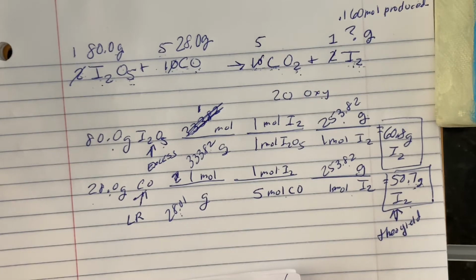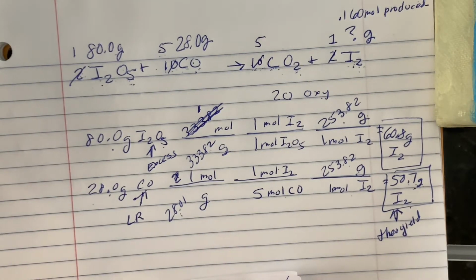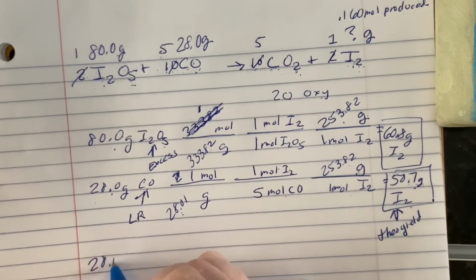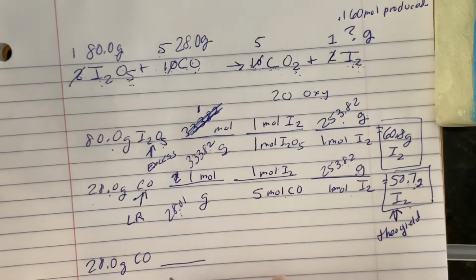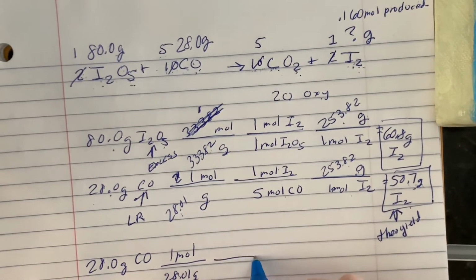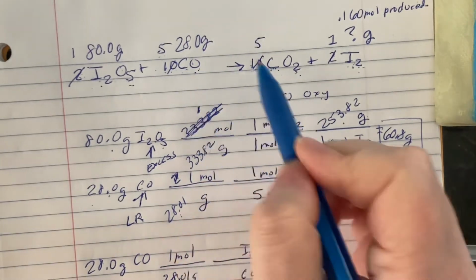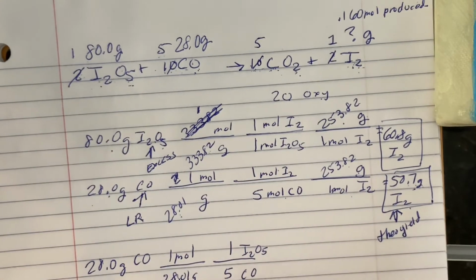All right, so now we have that first part, the theoretical yield. Now we have to figure out how much we use. Stoichiometry, the limiting reactant to the excess reactant: 28.0 grams of carbon monoxide, that's our limiting. It has to go to moles, 28.01 grams to 1 mole, so I can just steal that right there. And now I'm going from carbon monoxide to the excess I2O5. There are 5 carbon monoxide moles to 1 I2O5 mole.